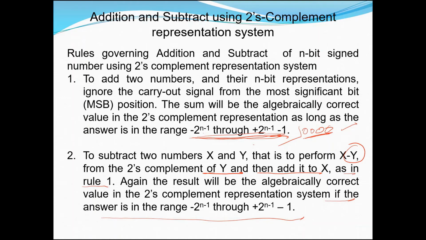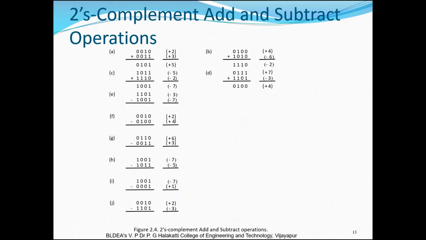That is, when performing addition, simply take the n-bit representation of the two numbers and add them. If a carry is generated beyond the number of bits in the representation, then just discard it. Else, in subtraction, if I am going to perform x minus y, then we have to take the 2's complement of y and add it to x. Okay, so let's see an example.